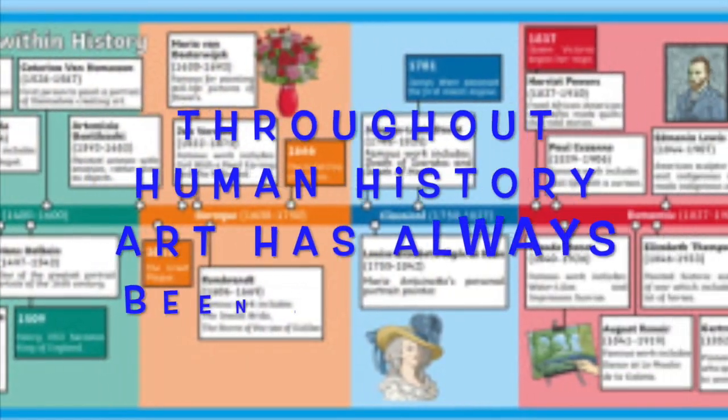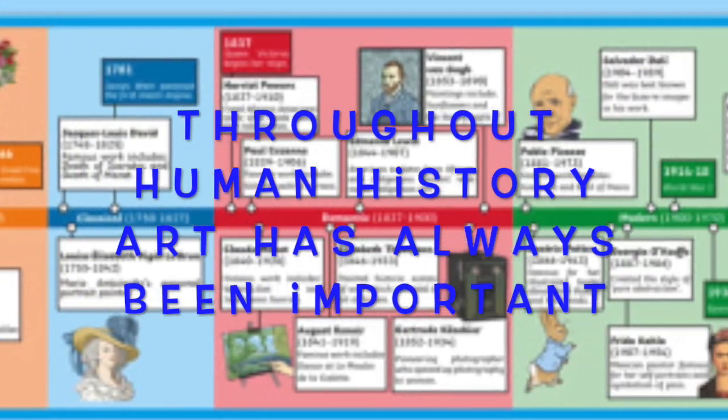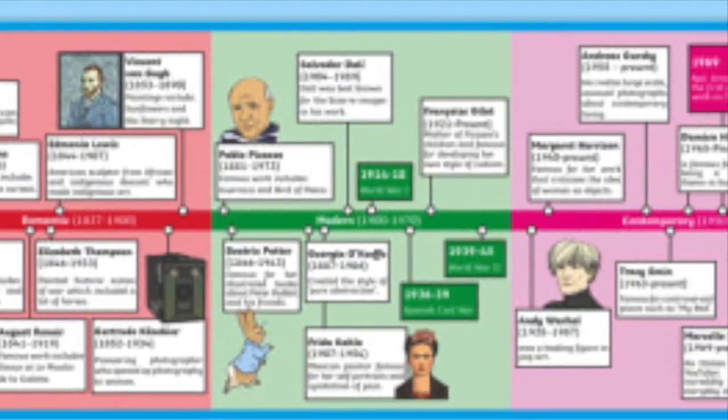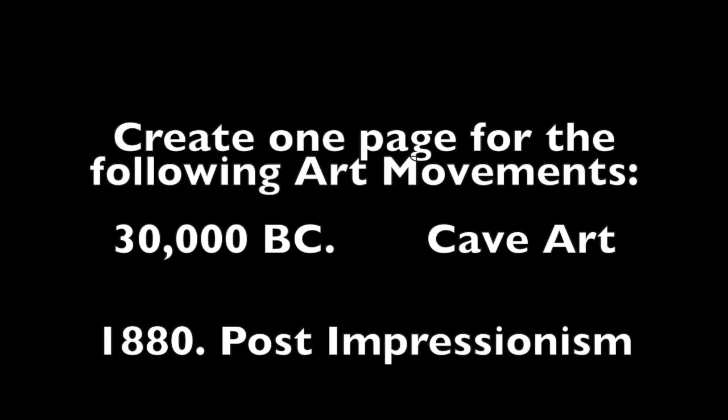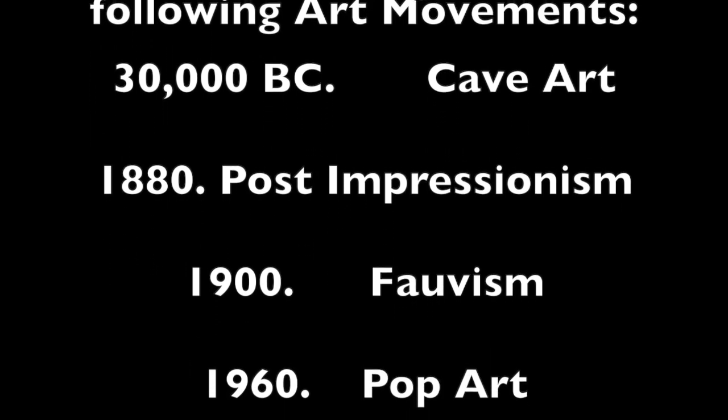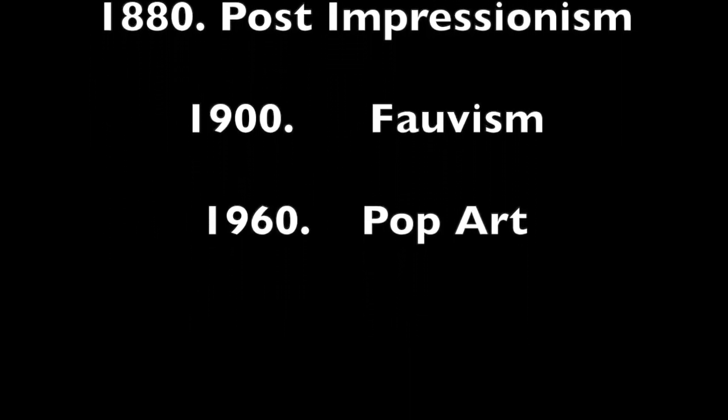Art has changed a lot throughout history. Your booklet is going to show art from 4 different time periods. We've chosen 4 just for you. Create one page for the following art movements: cave art, post-impressionism, fauvism and pop art.